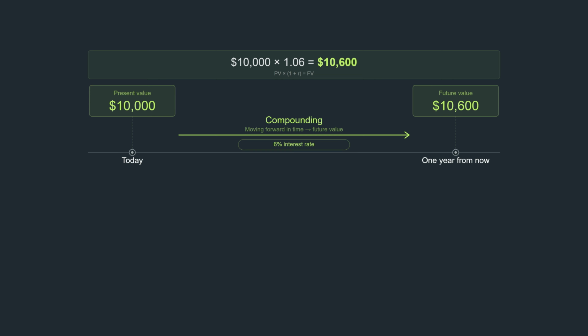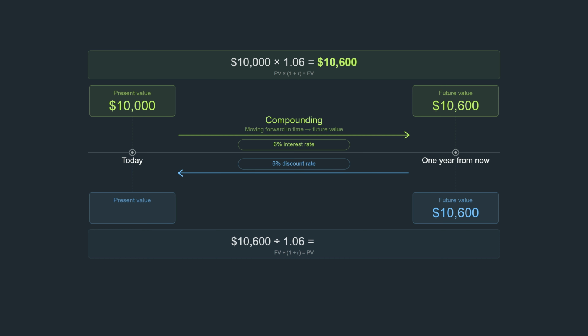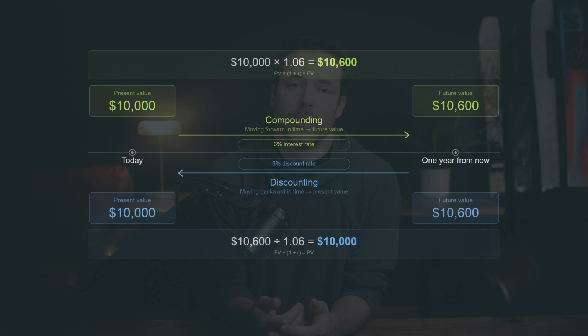Instead of receiving $10,000 today, suppose we receive $10,600 1 year from now, and I ask what that amount is worth in today's dollars at a 6% discount rate. We solve this by dividing $10,600 by 1 plus 6%, which gives us a present value of $10,000. That's discounting. But those were very simple. Let's now build some intuition around how these calculations work so we can handle more complex scenarios.